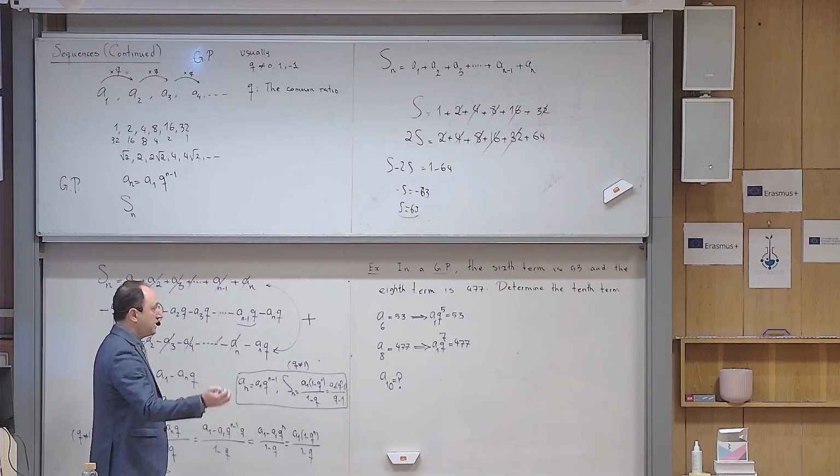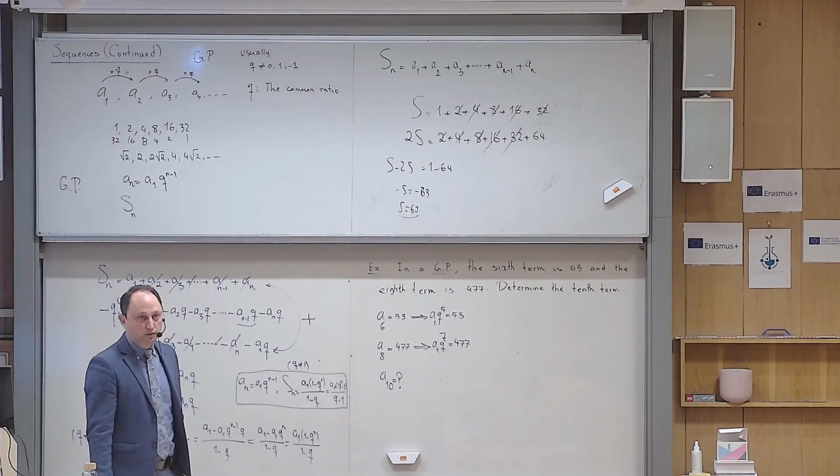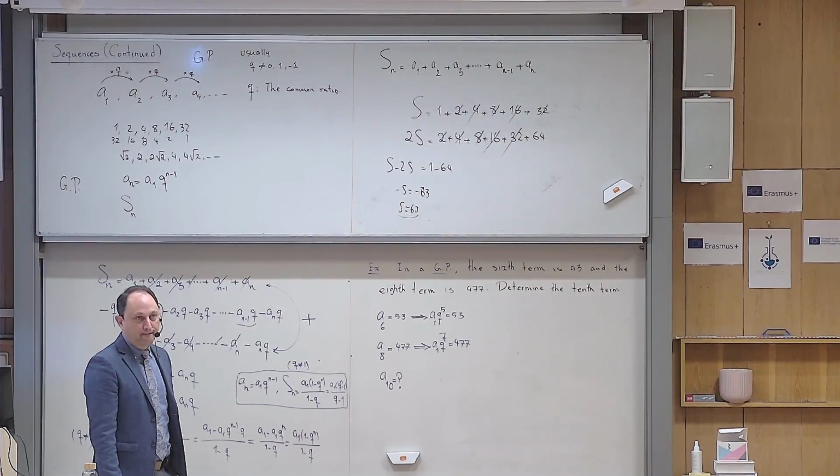Okay, so the only problem is that I want to tell you how to solve this system. In principle, you have two equations and again two unknowns. One of the unknowns is A1, the other one is Q. So how do you think I will solve this problem? To find A1 and Q? Because this is a system to consider, yes?